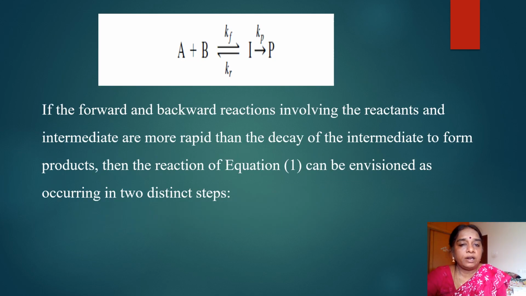Here the forward reaction is represented with the rate constant Kf, and the backward reaction for the intermediate formation is represented as Kr. If the forward and backward reactions involving the reactants and intermediate are more rapid than the decay of the intermediate to form products, which is the final step, then the reaction of equation 1 can be imagined to occur in two distinct stages.